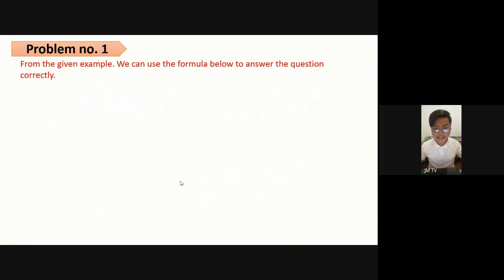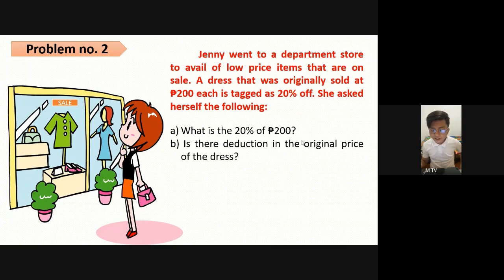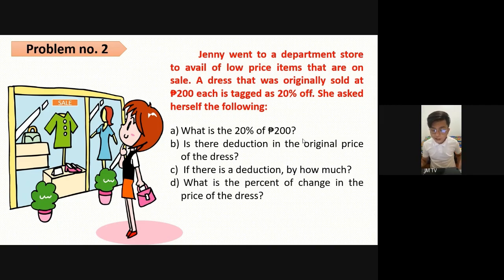10% is how much her salary increased. In our problem number 2, Jenny went to a department store to avail of low price items that are on sale. A dress that was originally sold at 200 each is tagged as 20% off. She asked herself the following. What is the 20% of 200? Is there a deduction in the original price of the dress? If there's a deduction, by how much? What is the percent of change in the price of the dress? How much is the new price of the dress? So, we will answer these one by one.